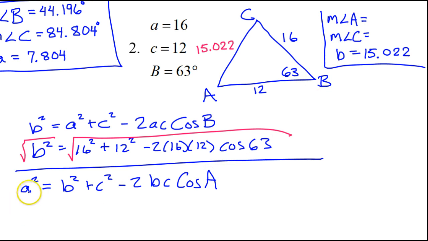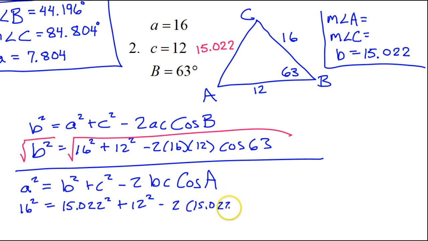So side A is 16, so I've got 16 squared is equal to B squared, that's 15.022 squared, plus 12 squared, minus 2 times 15.022 times 12 cosine of angle A.